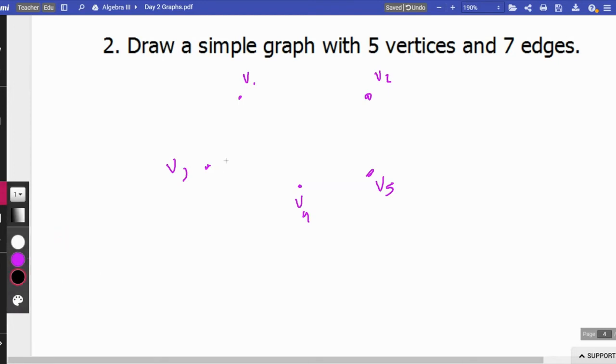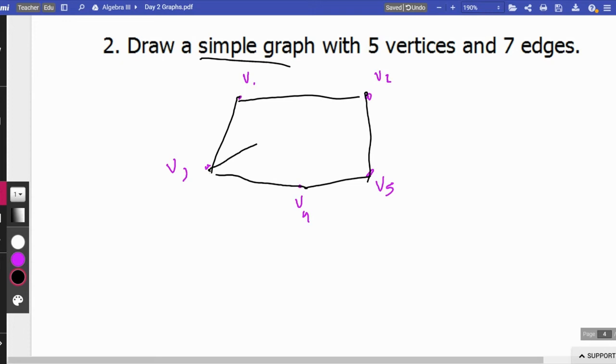I can give 5 edges right now. 1, 2, 3, 4, 5. And we need 2 more, but I can't have 3 go to 4 again because that'd be parallel edges, and that would make it not a simple graph. I can't have any loops either, but I can go, let's say, 3 to 2. Now I have 6 edges, and I could go 1 to 5. There. Now we have 7 edges.